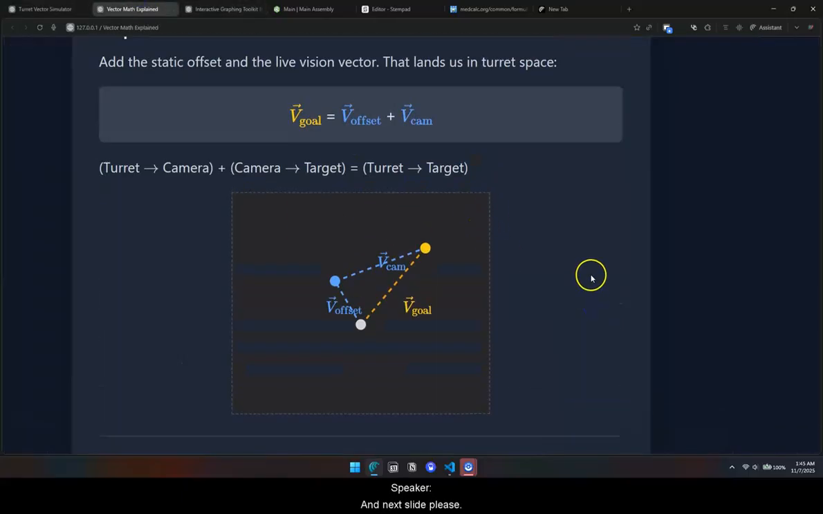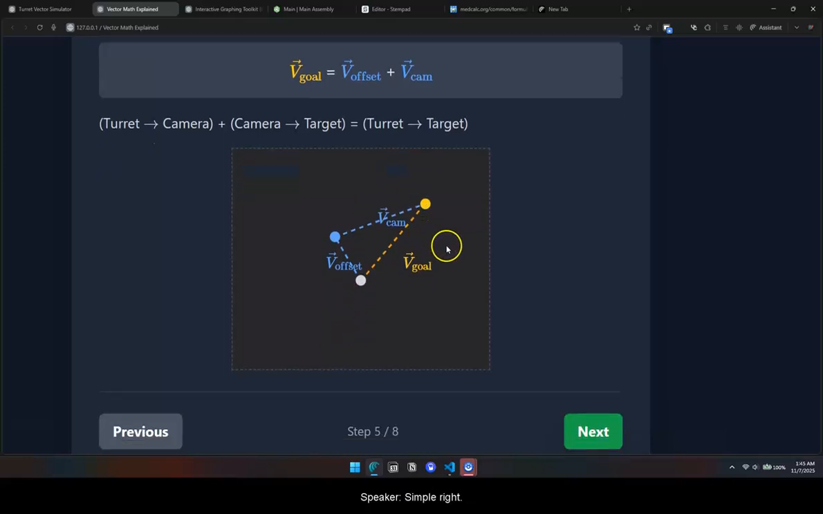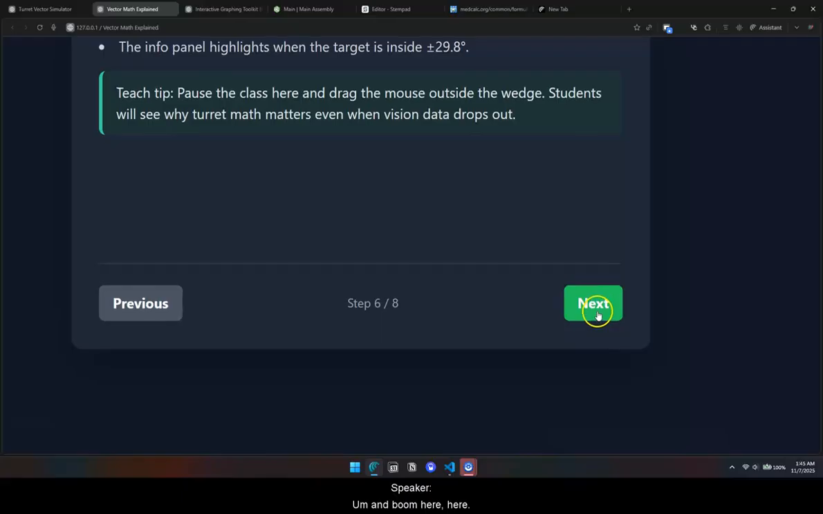And next slide, please. Okay, so we can just set up this equation. So V goal is equal to V offset plus V cam. It goes to the same line, right? It's just relativeness. So we go from turret to camera. That's your vector number one. Plus camera to target, vector number two. You get turret to target. Simple, right?